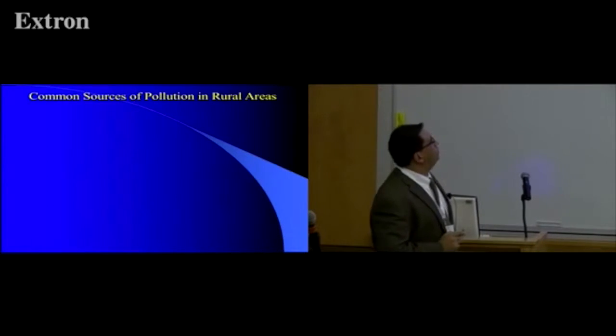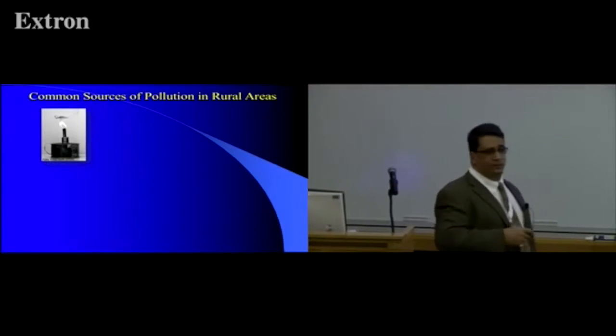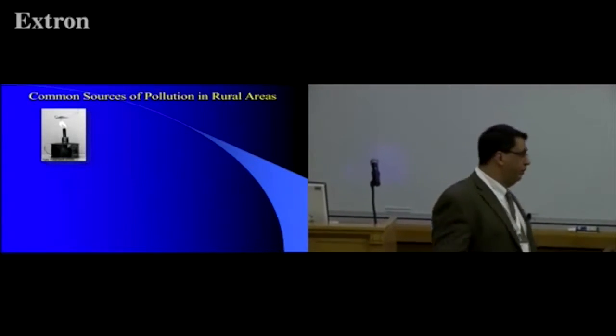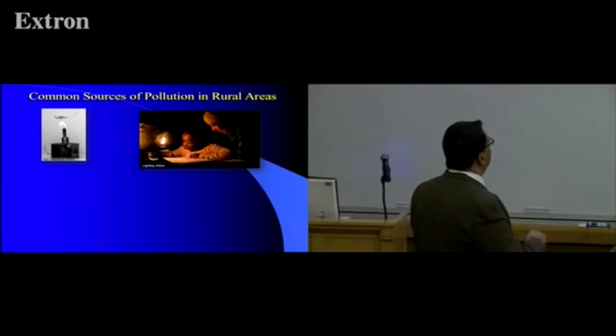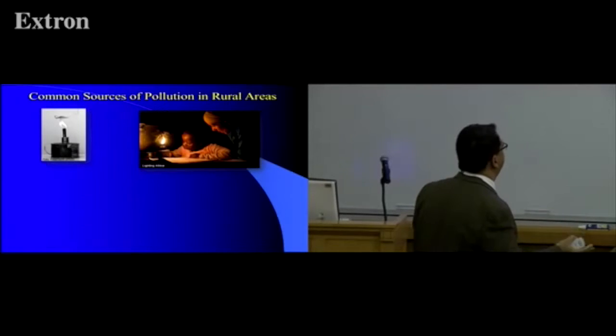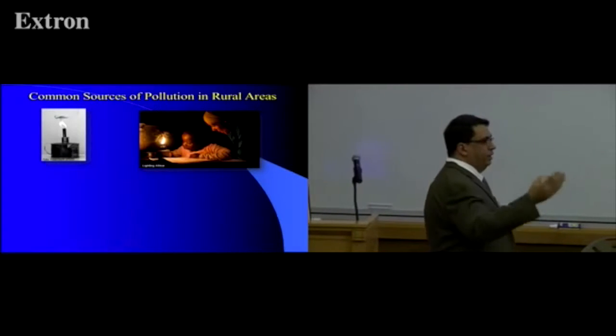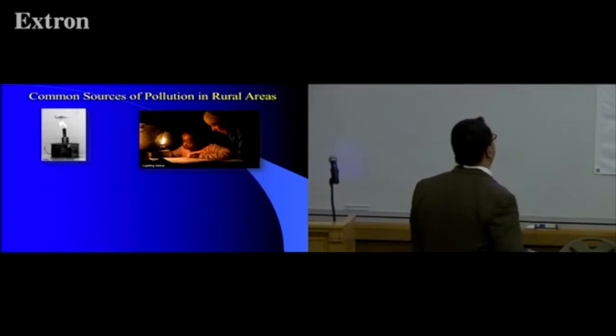So the common sources of air pollution are basically like what you see here, a small kerosene lamp that's widely used in Africa and in the developing countries in general. They're used for night use, of course, and sometimes even for day use. Even when the sun is out and it gets too dark inside, there are no windows and so on, so you might actually use that.